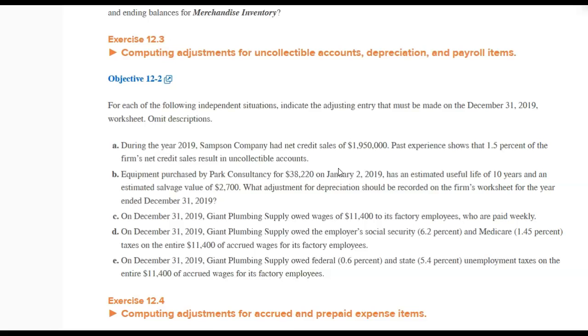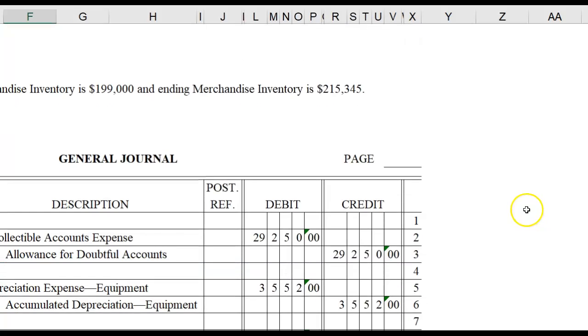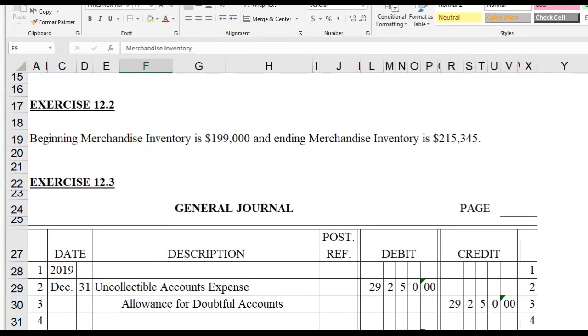You're going to put it in two accounts. It's going to be uncollectible accounts expense and allowance for doubtful accounts. Those are the two accounts we need. You know the expense is the debit, and you know the allowance for doubtful accounts is the credit. So here's your first answer. 29,250 will be 1.5%. That means we have an uncollectible accounts expense of that amount, and allowance for doubtful accounts is our credit. And that's how easy it was.